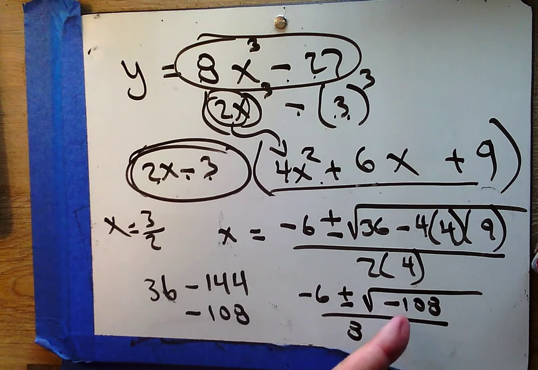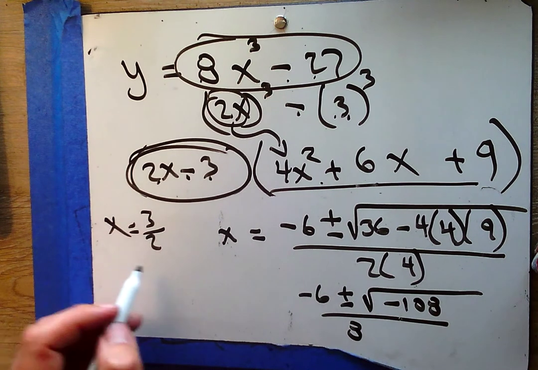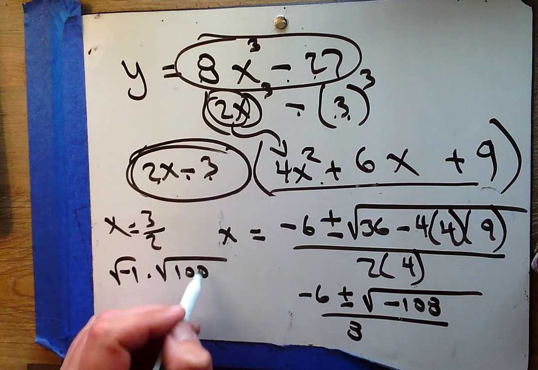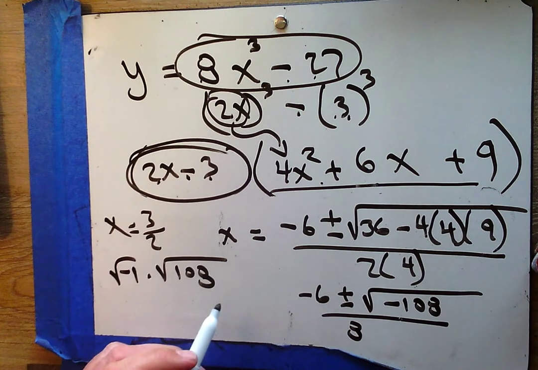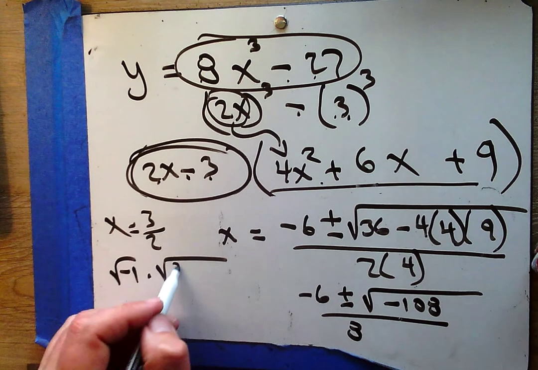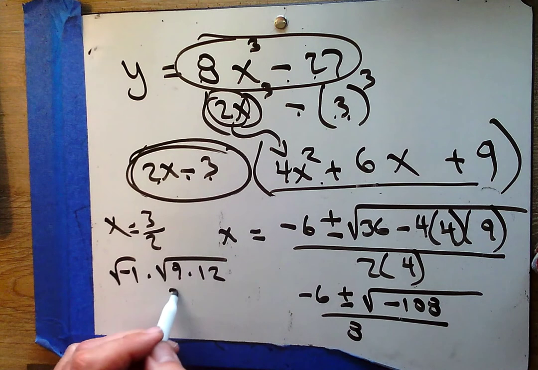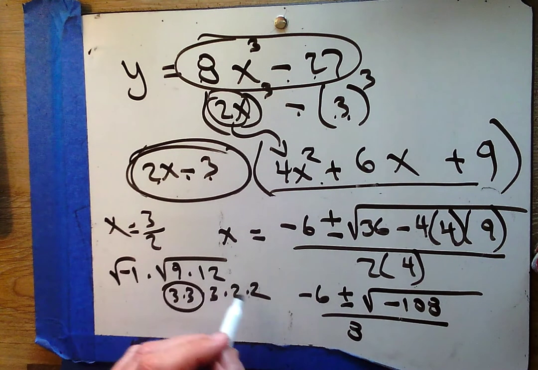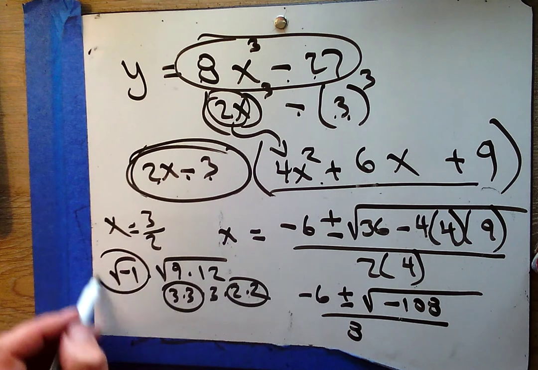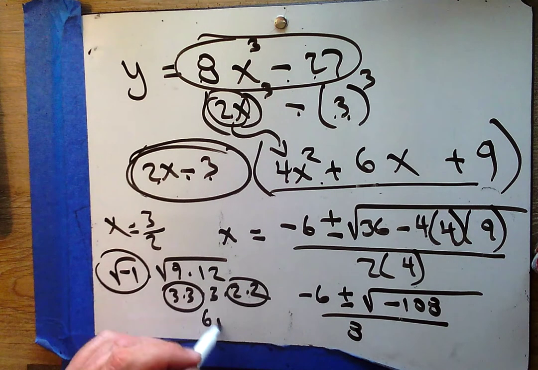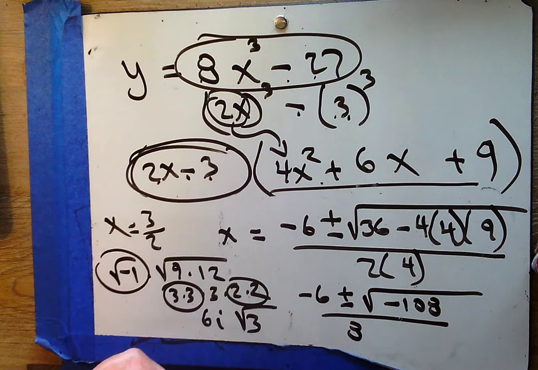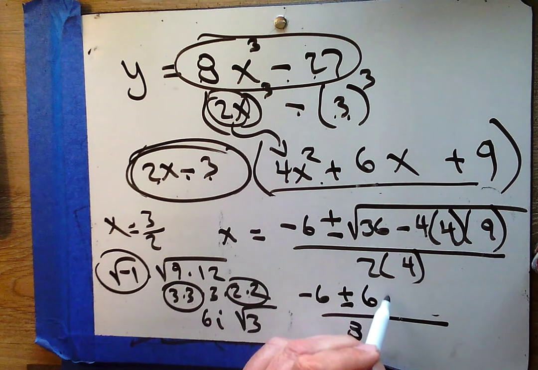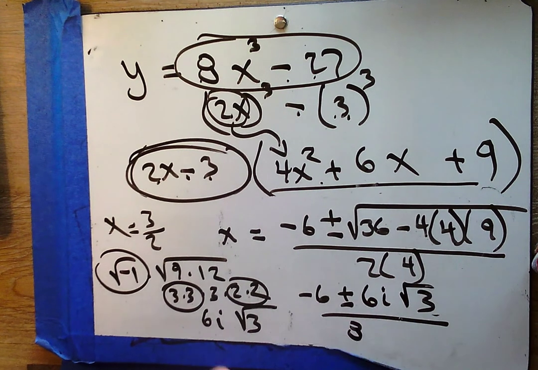Well, can't leave that like that. Keep going. So that's going to be the square root of negative 1 times the square root of 108. 108 is 12 times 9. So 9 times 12, that's 3 times 3 times 3 times 2 times 2. Looks like I can take out a 2 and a 3. Looks like this is going to turn into an i. So I have 6i on the outside and a 3 underneath the radical. So let's put 6i root 3.